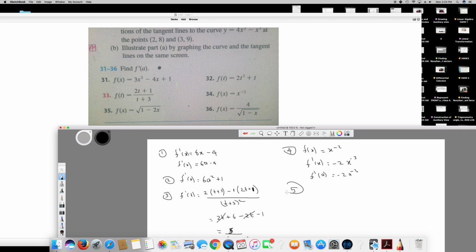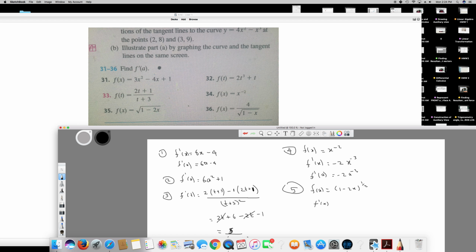For the fifth question, I have to use the chain rule. If you see something in a square root, you have to use the chain rule. First of all, I have to write it as a power of half, because a square root is a power of half. So we write 1 minus 2x to the power of half. In order to find the derivative of this one, I have to use the chain rule.